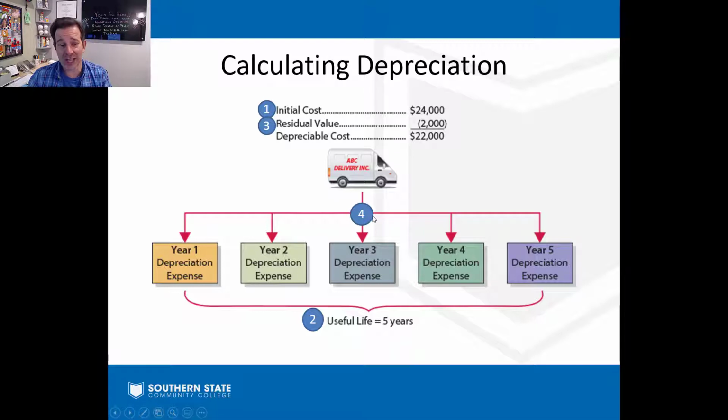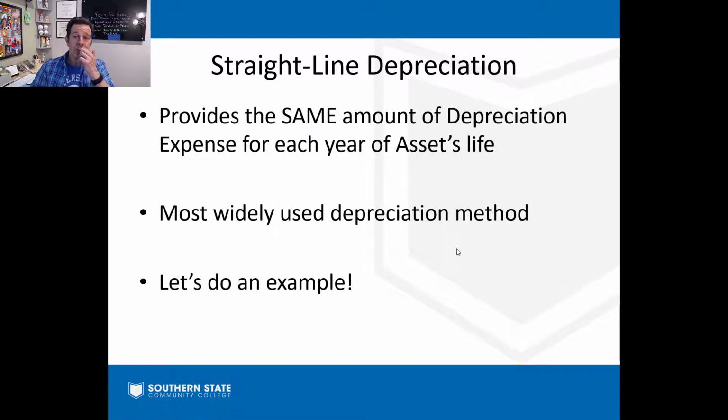If they were going to straight line it, that would be the methodology. And so we're depreciating $22,000 of that vehicle. We'd take the initial cost, subtract out the residual value, and that means we're depreciating $22,000. That would be our depreciable cost, spreading that $22,000 over the useful life right there of 5 years. So straight line depreciation provides the exact same amount of depreciation expense for every year of the asset's life. We're spreading it out evenly over the life.